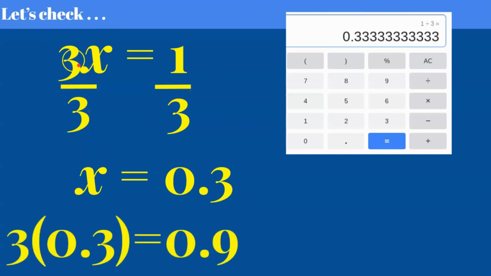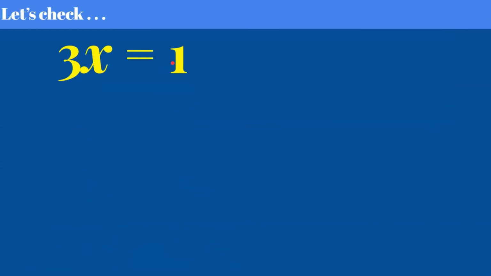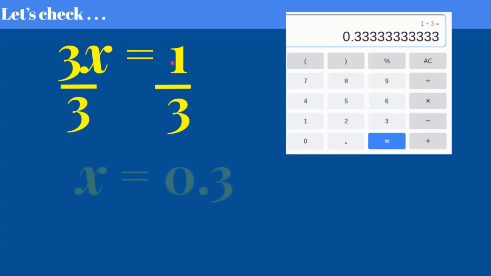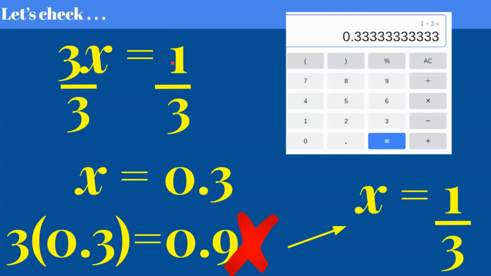But if I go back and check and say 3 times x, and I say that x is 0.3, 3 times 0.3, or 3/10, is equal to 0.9, or 9/10. That is not 1. Remember, our original equation was 3x equals 1. Well, 0.9 or 9/10 is not 1. It's close, but close isn't good enough. We want an exact answer, so you cannot use that. You want to answer 1/3.